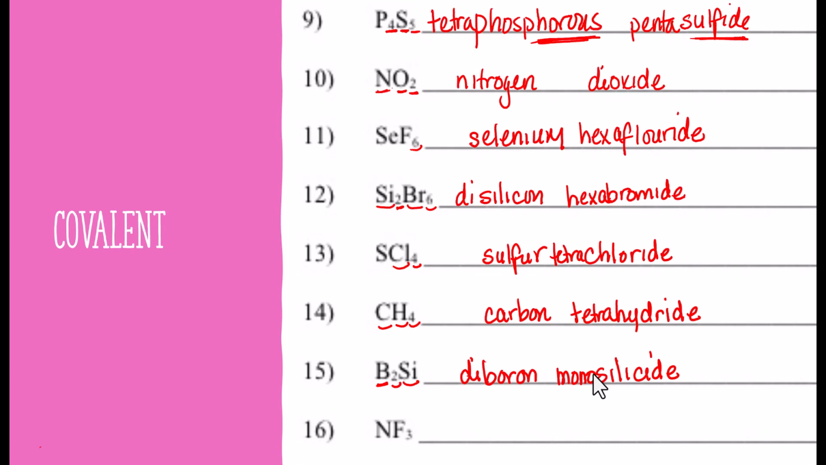NF3, N is nitrogen, so we write the name as is for the first nonmetal. There's only one of them, so we don't write a prefix. The second element is F, which is fluorine, becomes fluoride. There's 3 of them, so we write trifluoride. So nitrogen trifluoride.